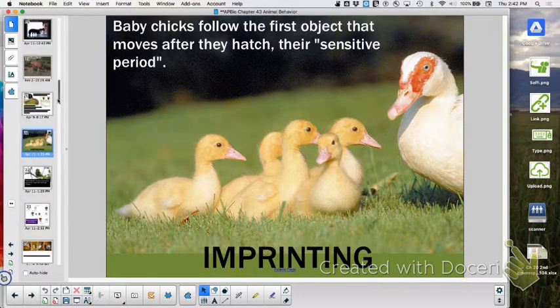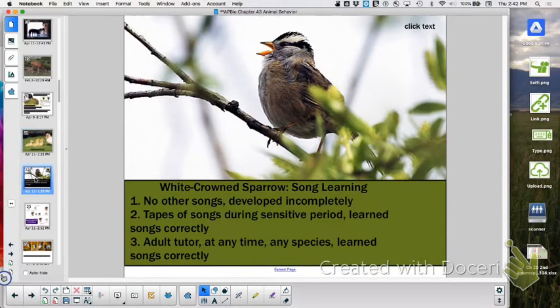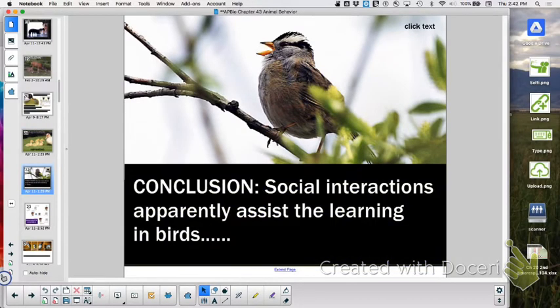We looked at the conclusions with birds, and with birds we found that an adult tutor always helped and assisted, and they could learn a song probably at any age, as long as they had a tutor.